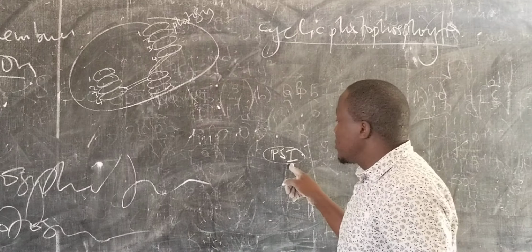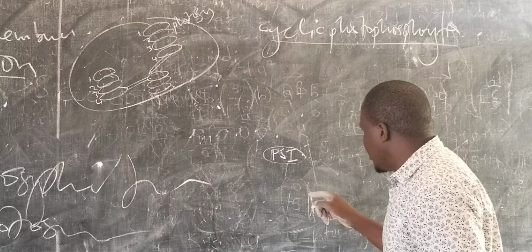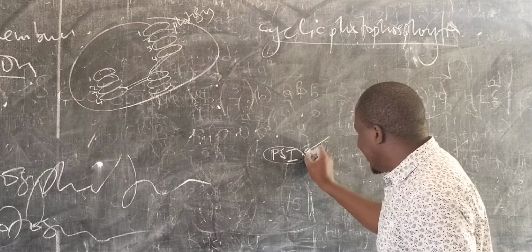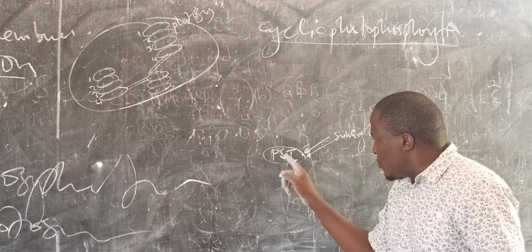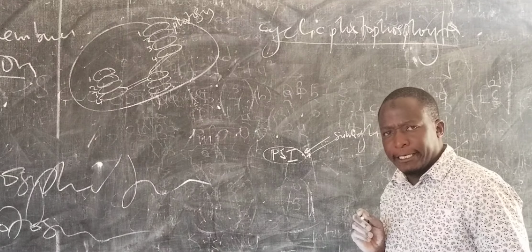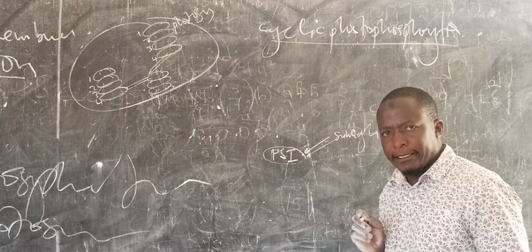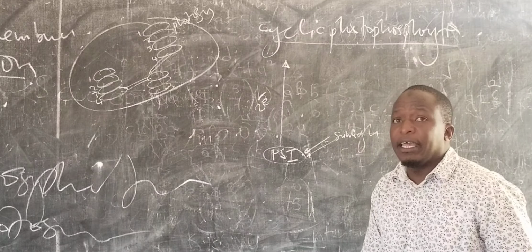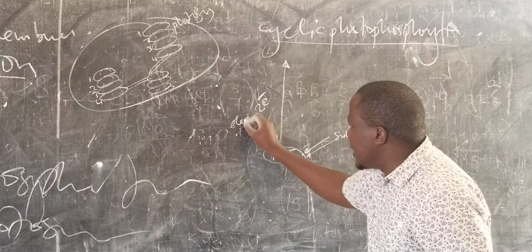Photosystem 1. During photosystem 1, we are going to have sunlight striking photosystem 1. When the sunlight strikes photosystem 1, the electrons in photosystem 1 are going to gain kinetic energy, get excited, and be forced to move to a very high energy level. This movement will be facilitated by electron carriers.